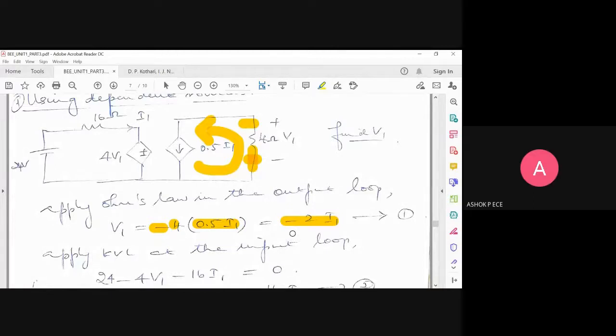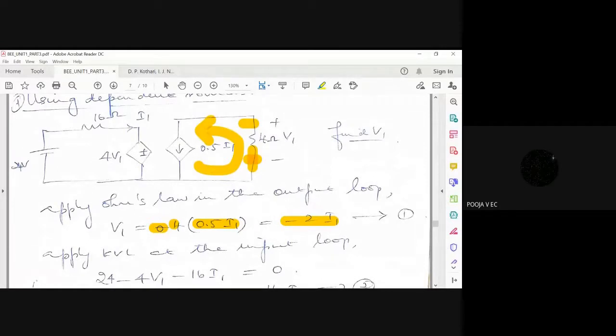Once again, the polarity of V1 is given in the question and the current direction is also given. With the current direction, if your polarity is going to change, you have to include a minus sign. If the current direction is the same as the polarity direction given in the question, then this minus sign will not come.